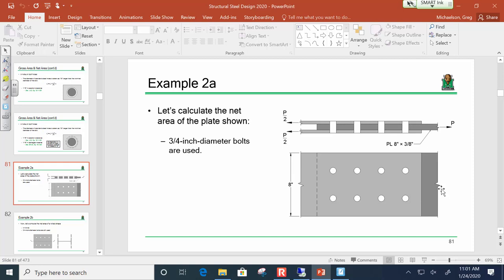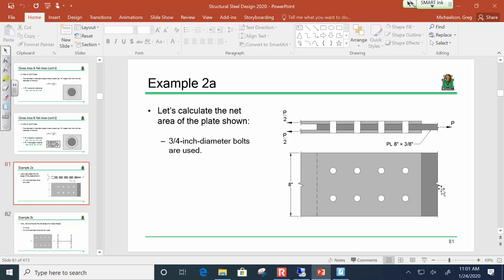the net area, okay? Now, this plate is 8 inches wide, so this dimension here is 8 inches wide, and its thickness is 3/8 of an inch. So if you want some dimension, that's 3/8, and this dimension here is 8, okay? Now, whenever you're computing net area, the very first step is to compute the gross area. So this is probably going to be a pretty simple question. What do you think the gross area of a plate that's 8 inches wide and 3/8 of an inch thick is? What's the gross area of that plate?